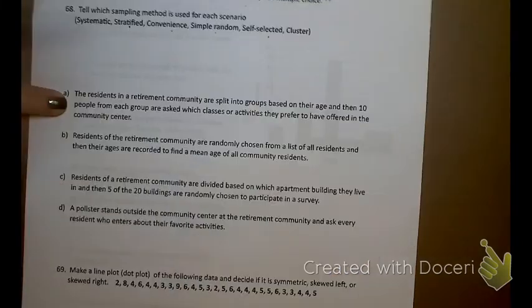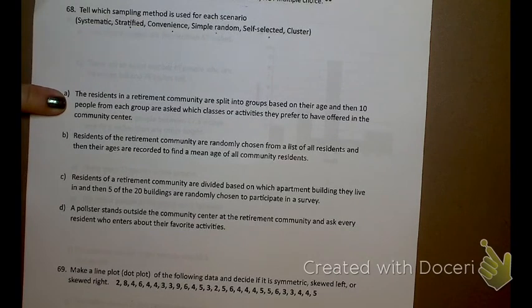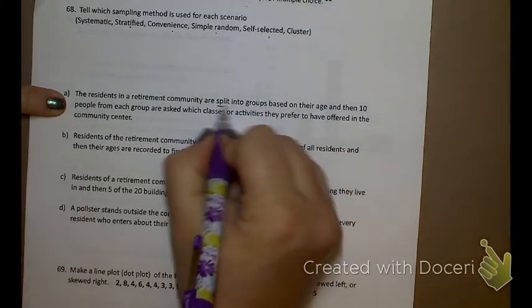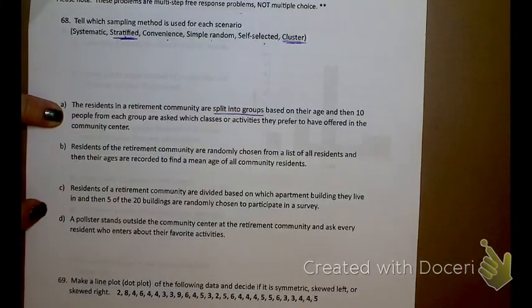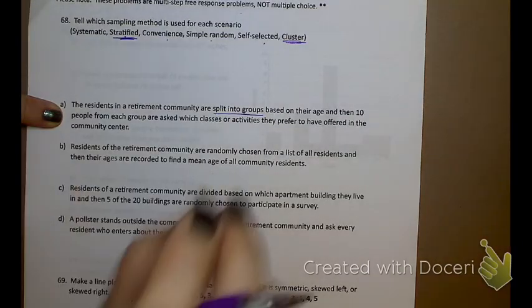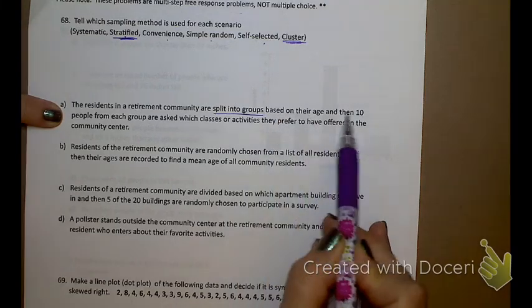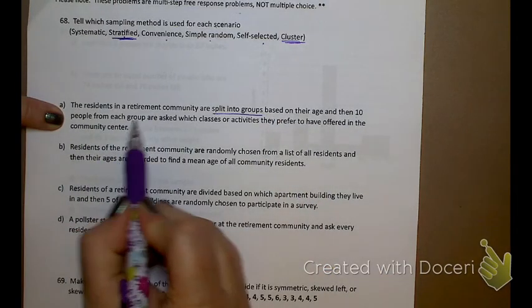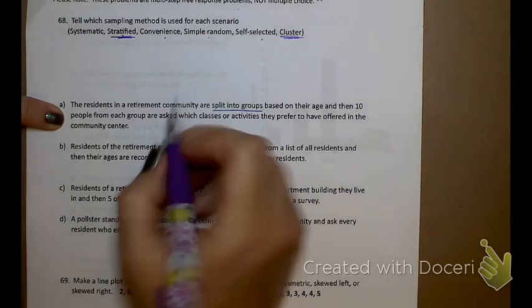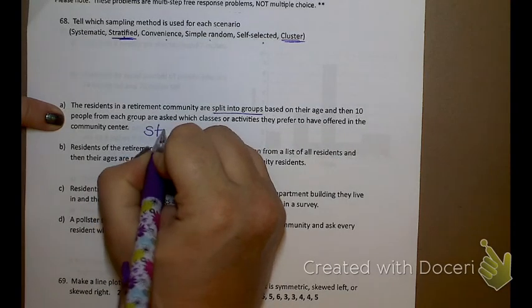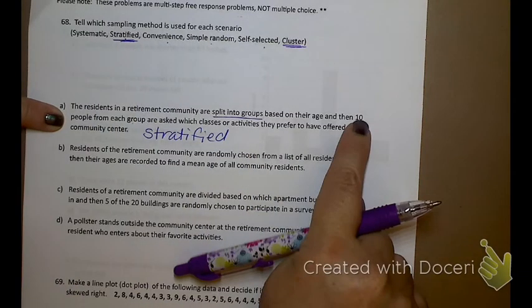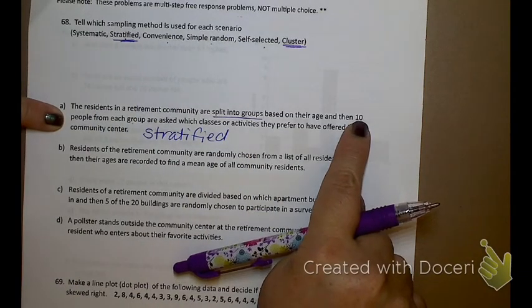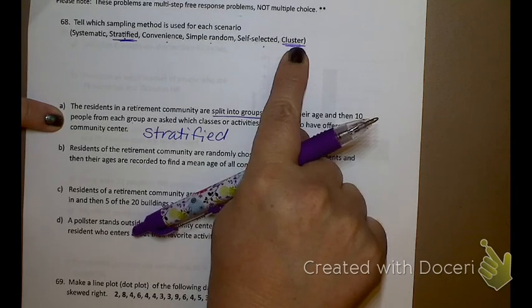So, the residents in a retirement community are split into groups based on their age. As soon as it says something about being split into groups, we know we're looking at either stratified or cluster. The difference is going to be, do they take certain groups or do they take a few people from each group? Based on their age, and then 10 people from each group are asked which classes or activities they prefer to have offered in the community center. We have stratified. You said the difference is what? In stratified, they split it into groups and they pick a certain number of people from each group. Cluster would be they split it into groups and they take whole groups.